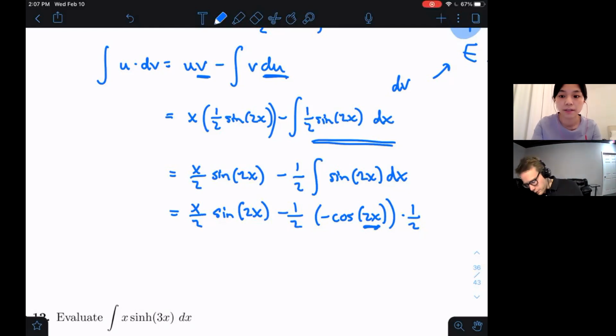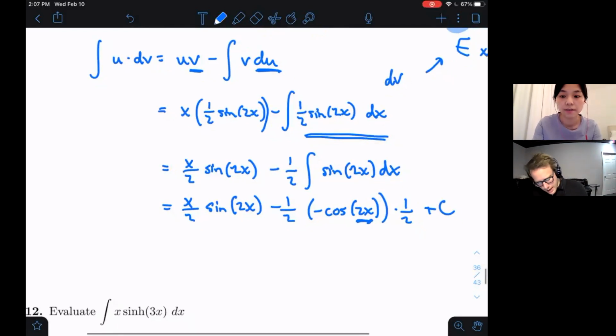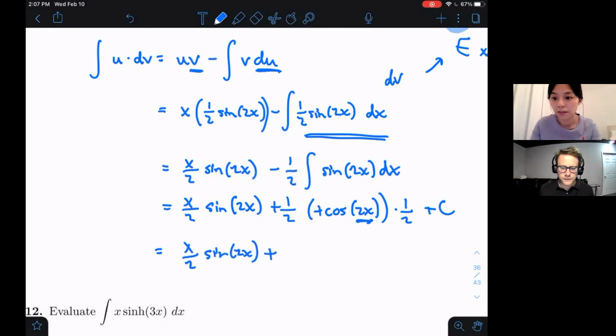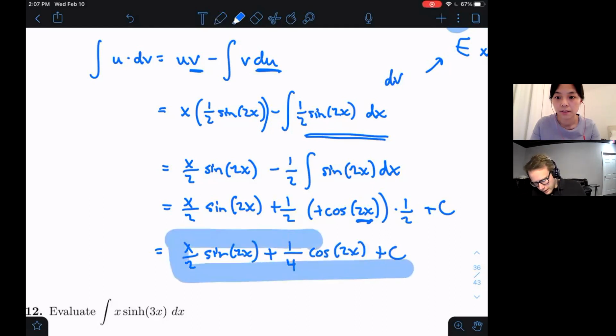Okay, let's see. Whenever we integrate, we can have a plus c, and let's go ahead and spend one line to clean this up. x over 2 sine of 2x. We have two negatives here, so these are going to make a positive. So we're going to add, and we have a 1/2 and a 1/2. That makes a 1/4 cosine of 2x plus constant of integration. So this right here would be my final answer.